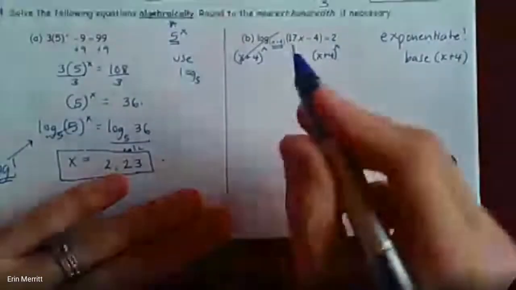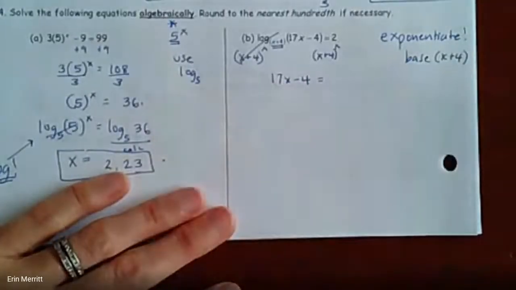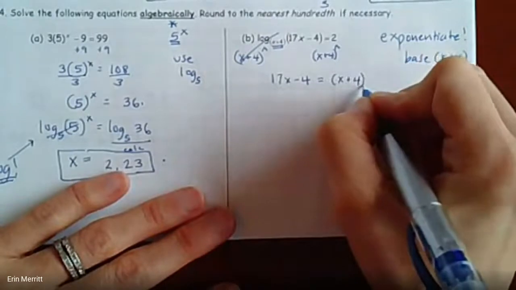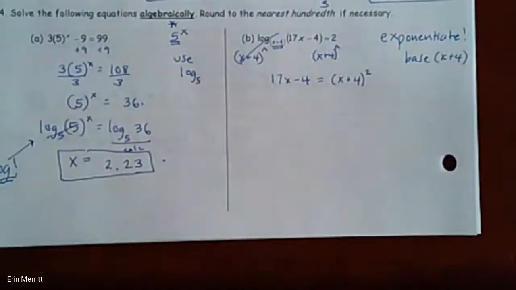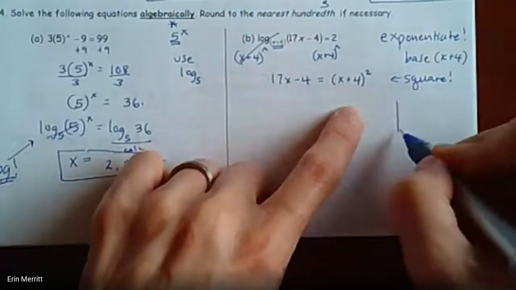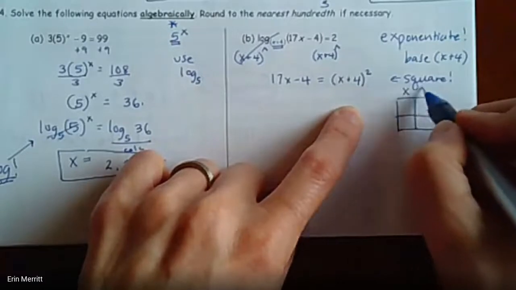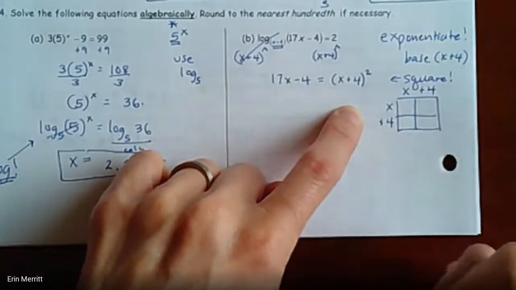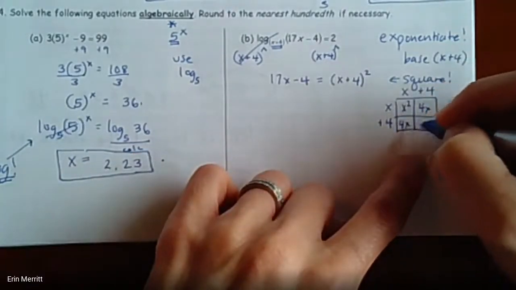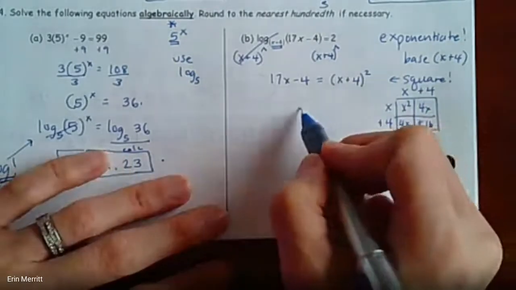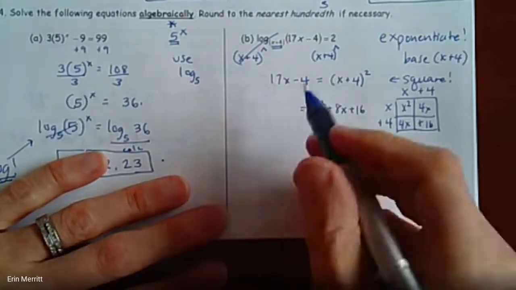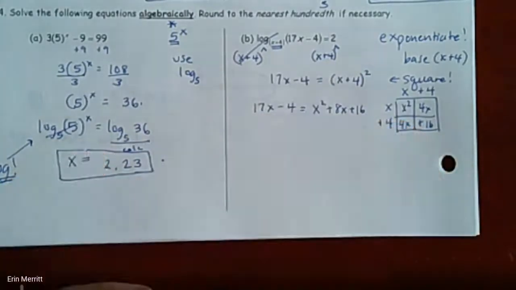That cancels, and you're left with 17x minus 4. On the right, I'm going to rewrite it again just to make sure we're understanding what this is. This is x plus 4 raised to the second power, which means I need to square this thing. Box method, if that's what you're comfortable with. FOIL is your other option. So multiply it out by itself. So x squared, 4x, and 16, which means we're going to have x squared plus 8x plus 16, and then 17x minus 4 on the other side.